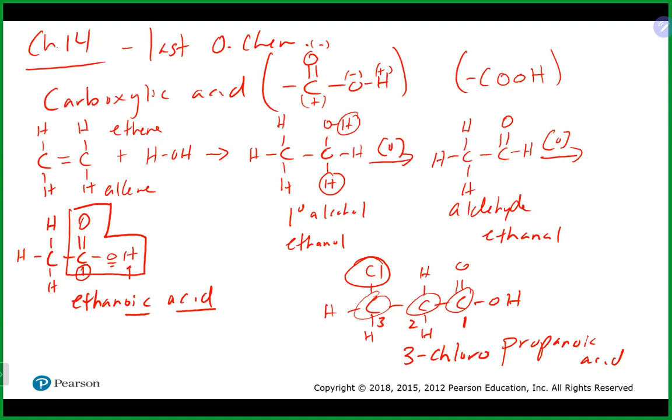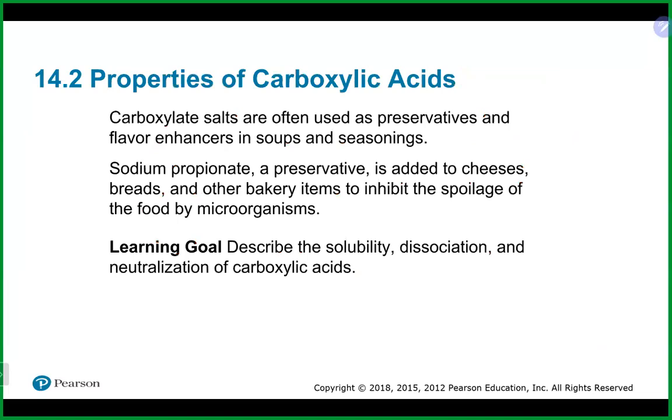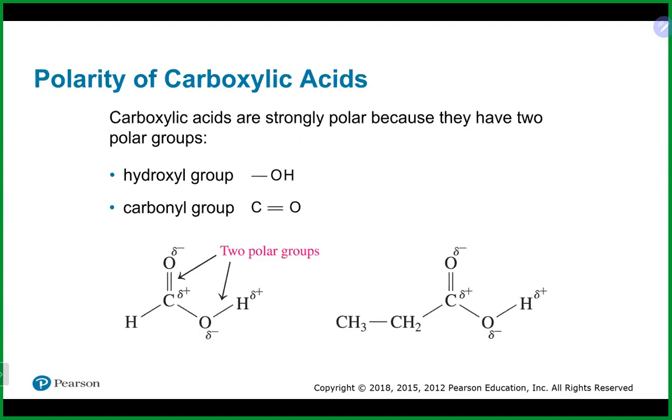All right, so I think we did some naming and drawing of some of these to finish up last time. So let's talk about some properties more officially here of carboxylic acids. Carboxylate salts are often used as preservatives, which is what you get when a carboxylic acid reacts. But because they really do have those two polar groups, they are very polar. They're also very soluble in water, and they're also going to have very high boiling points because of the ability to hydrogen bond with itself.